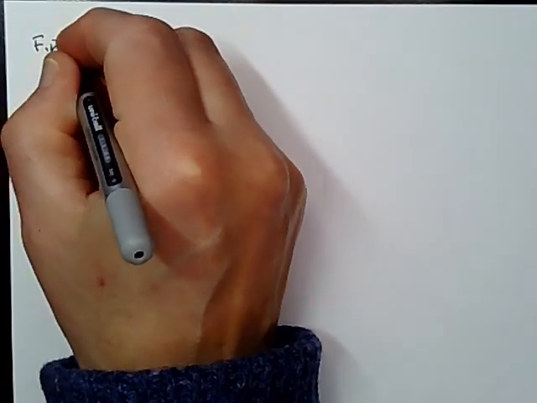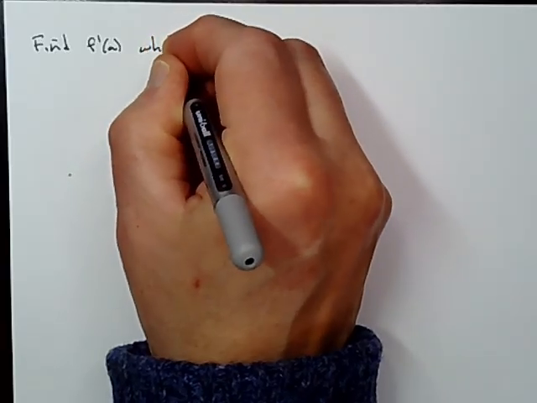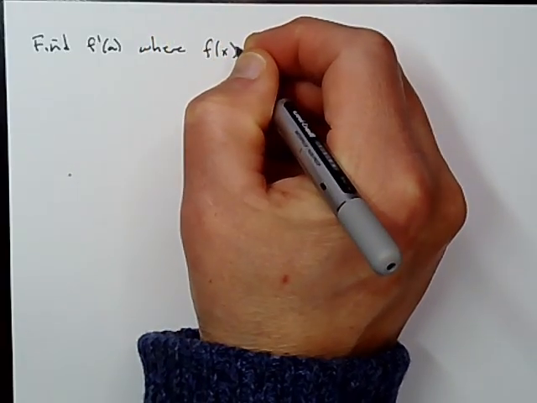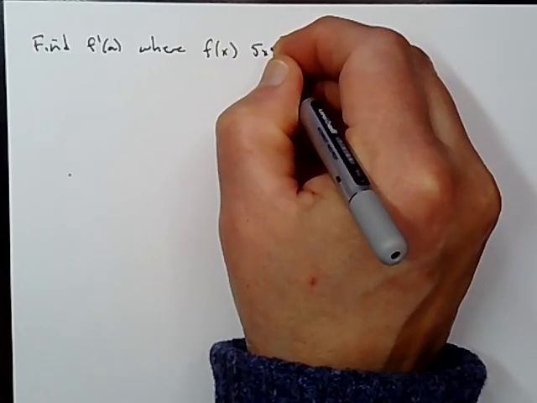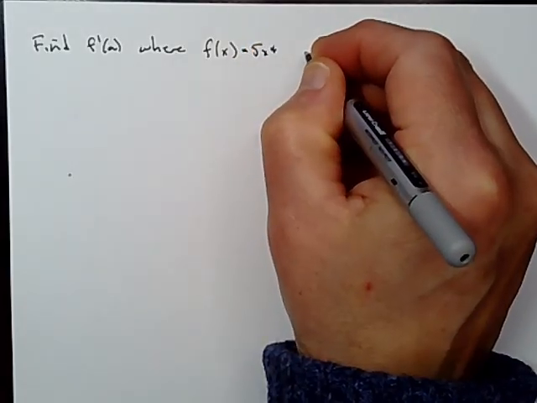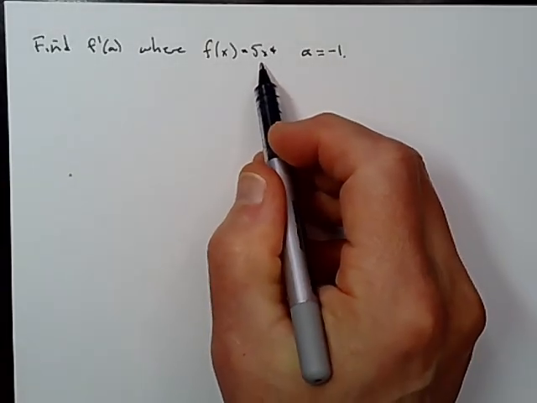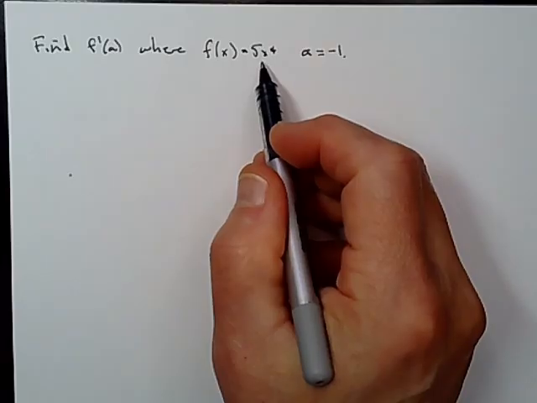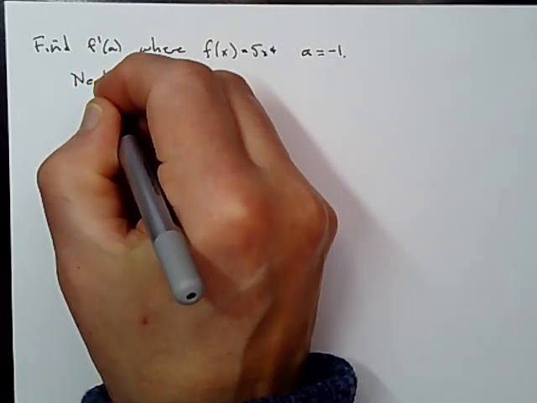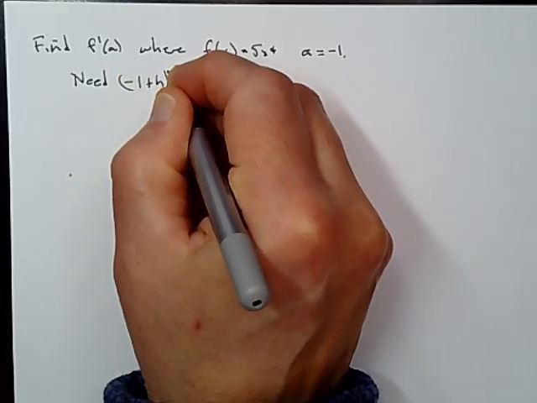So number 20 says find, I don't need the book. It says find f prime of a. So find f prime of a, where f is 5x to the fourth, and a is minus 1. Okay, so we're going to have to take minus 1 plus h to the fourth power. So we're going to need minus 1 plus h raised to the fourth power.